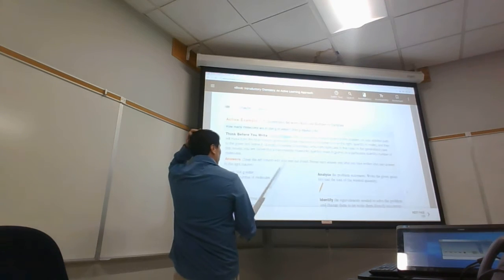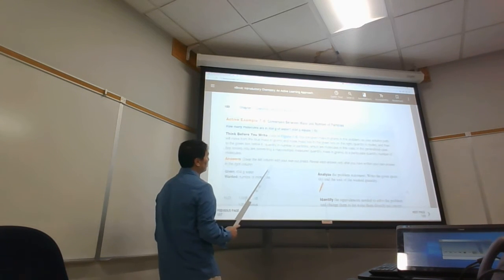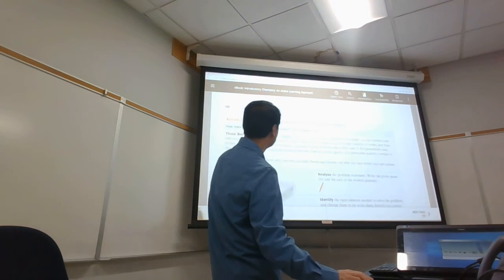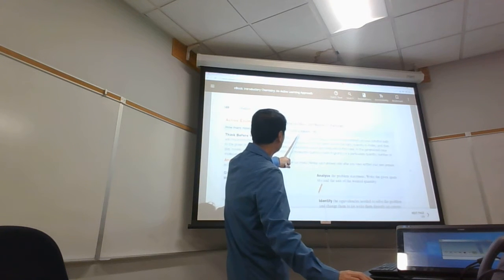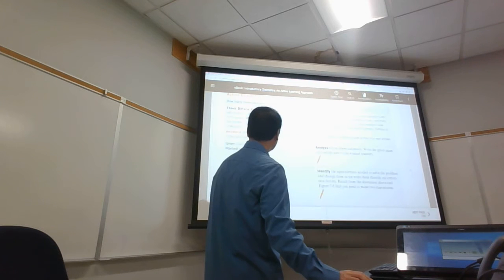An example of this would be: how many molecules are in 454 grams of water? We're just going to go backwards in this case. They give us a conversion factor: 454 grams is equal to 1 pound. But I don't know if we need that.